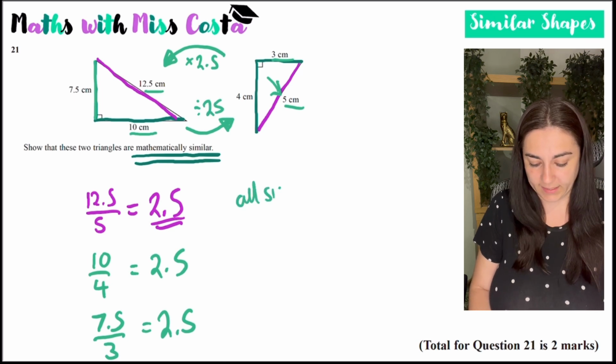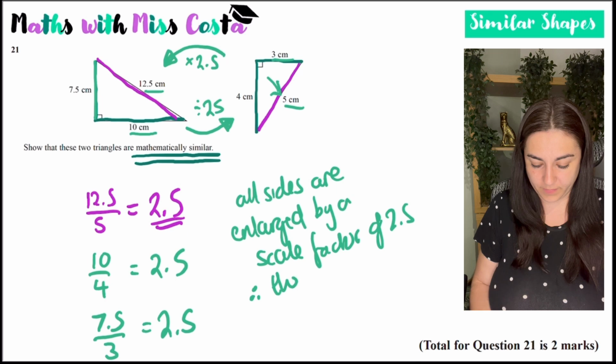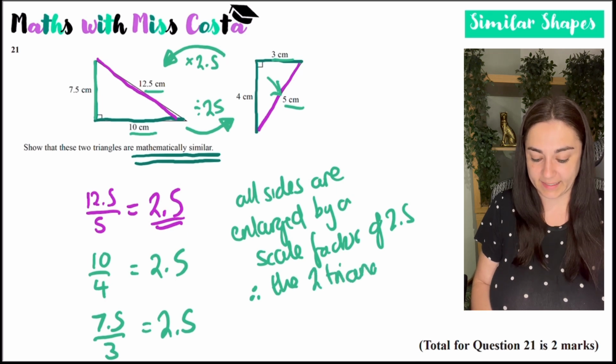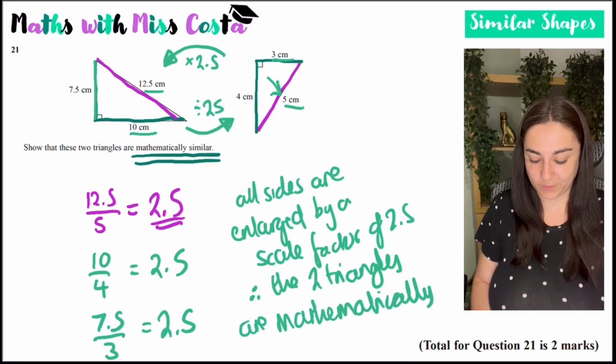So I'd say all sides are enlarged by a scale factor of 2.5. Therefore, the 2 triangles are mathematically similar. Takes a while to write.